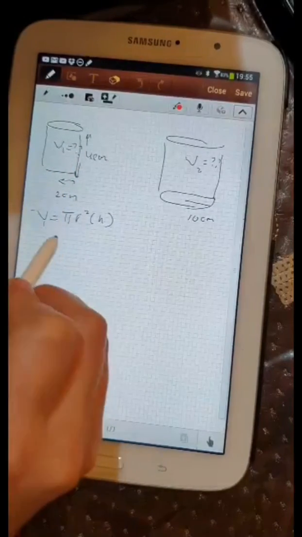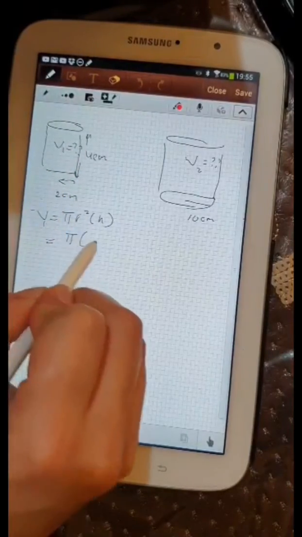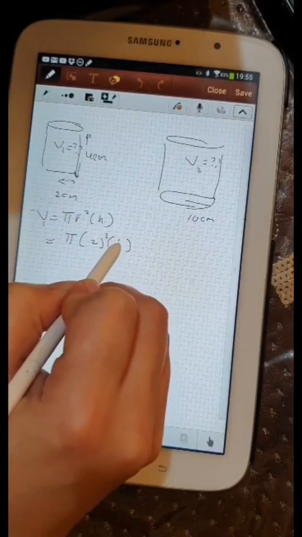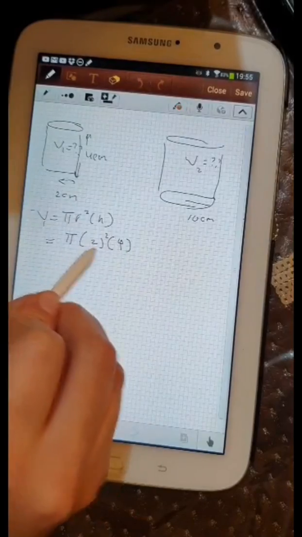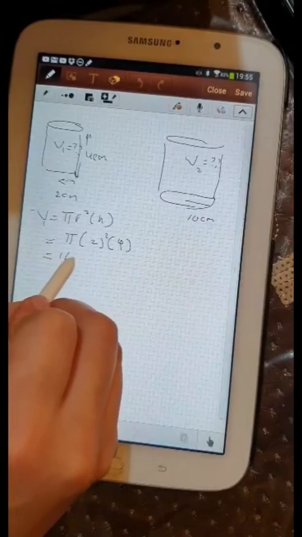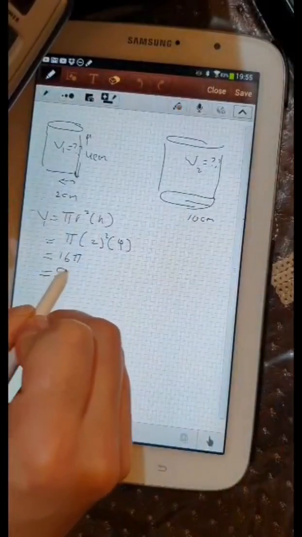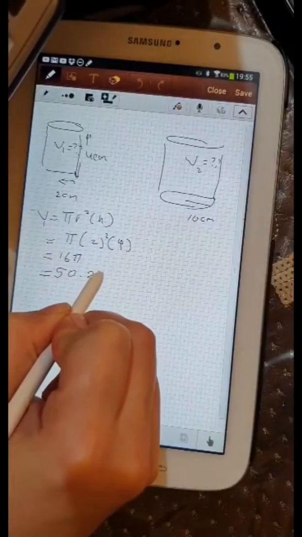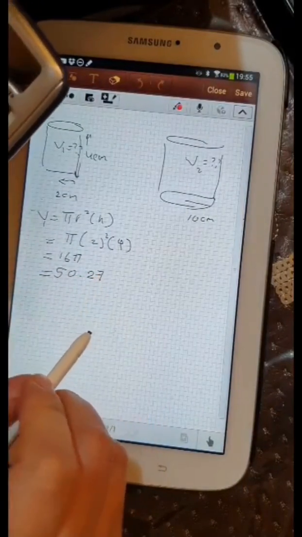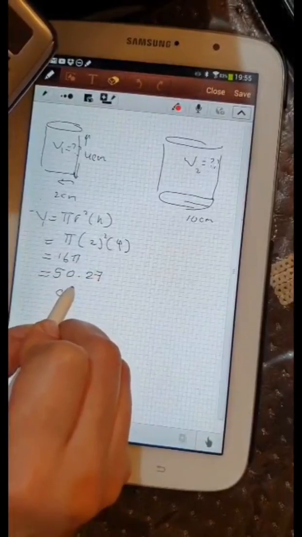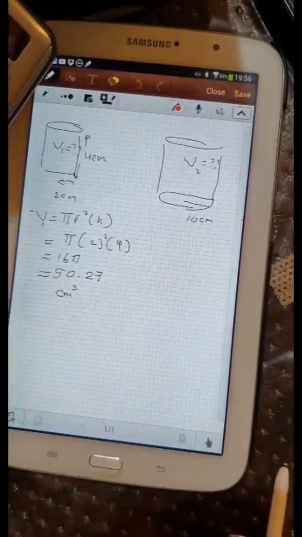So in this case, volume 1 will be pi r squared, where r is given as 2 centimeters, multiplied by h, which is equal to 4. So I'm going to get 16 pi, and you can use the calculator to multiply 16 by pi and get the answer, which is equal to 50.27 to two decimal places. Remember to put the unit here, centimeter cubed, because I'm talking about the volume.